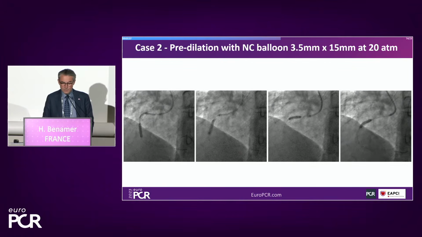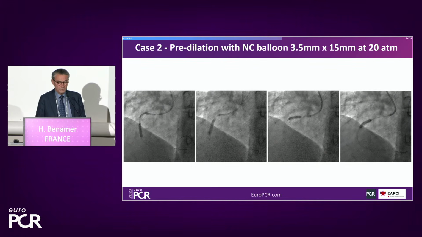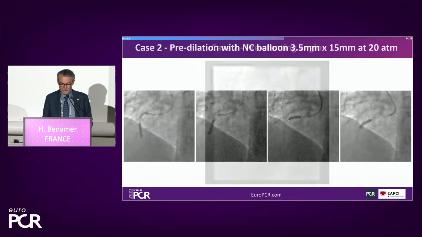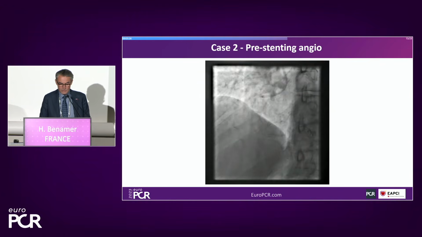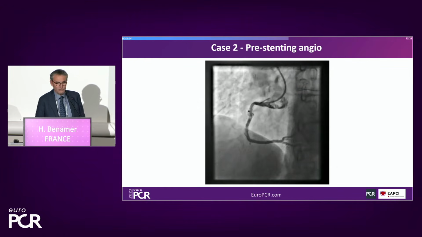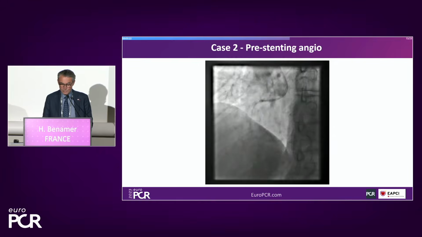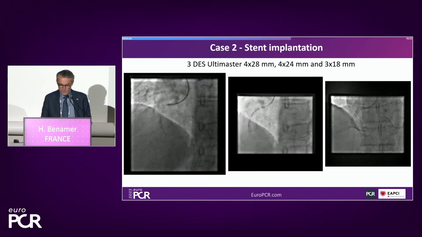And we did predilatation, very important predilatation because the lesion was very calcified. And as you can see here, the result was good, but not enough, of course. We had to put stents. We put 3 stents on the right coronary artery.